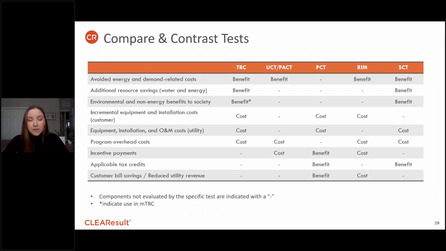This gives us a good visual of all of the costs and benefits that we've talked about so far, and how those lay over our 5 tests. So you'll see avoided costs. Those are going to be a benefit in 4 of our 5 tests. They're always going to be a benefit no matter what. But then if you look down at incentive payments, you'll see that it's a cost in the UCT or PACT test and in the RIM test, but it's a benefit in the PCT. So it depends on the perspective that we're looking from, that these things can vary.